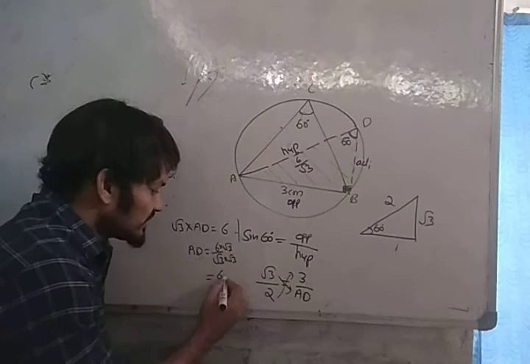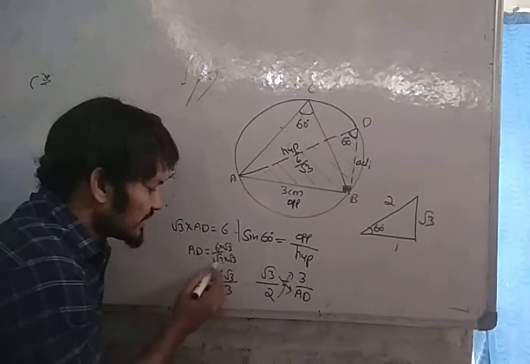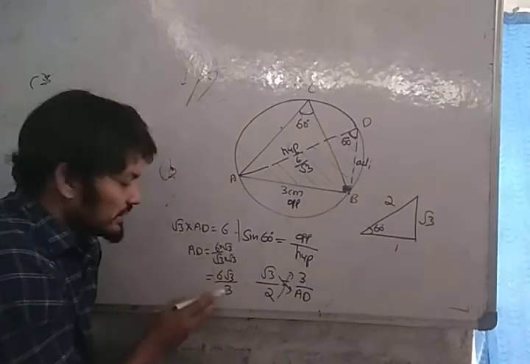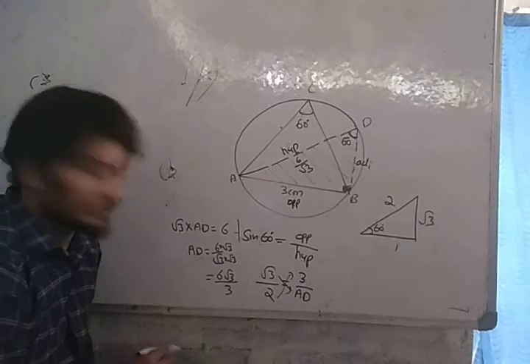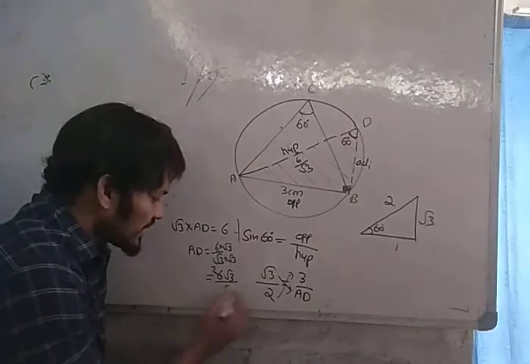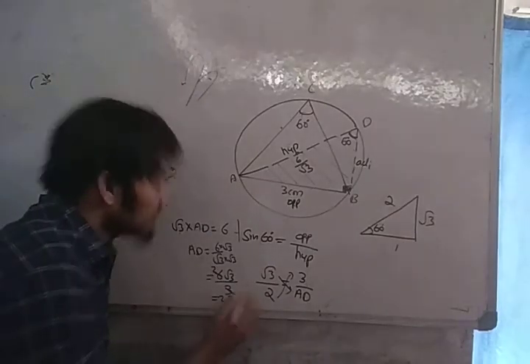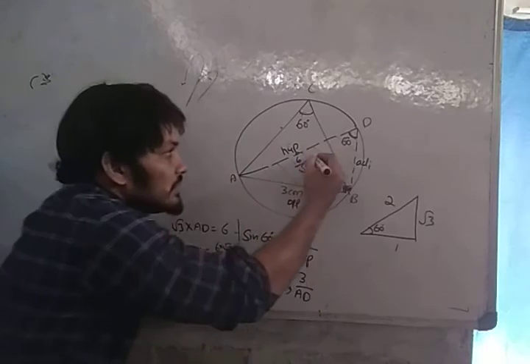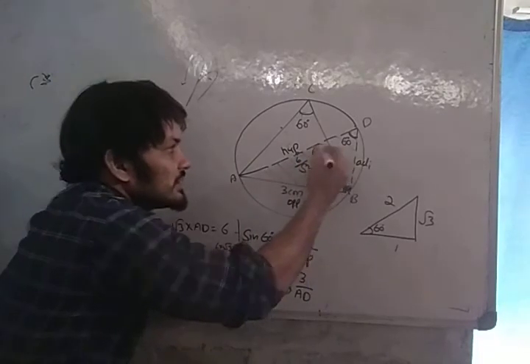What are you getting now? 6 root 3 by 3. Root 3 into root 3 is root 9. Root 9 is 3. And the 3s cancel. Answer 2 root 3. 6 by root 3 or 2 root 3, anything you can use.